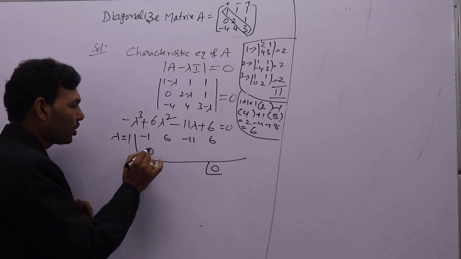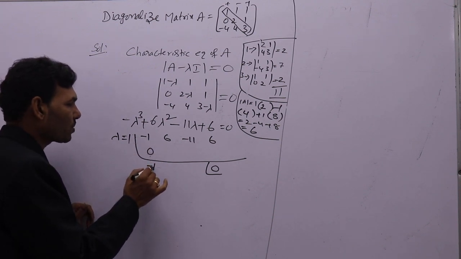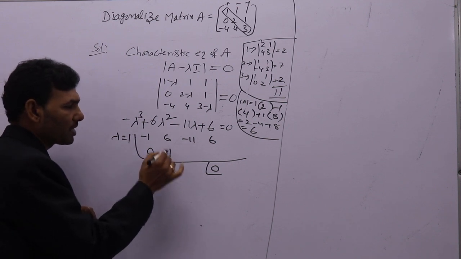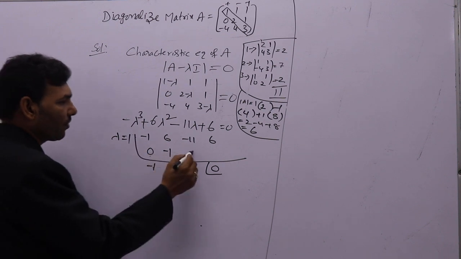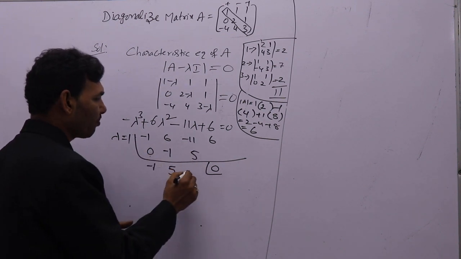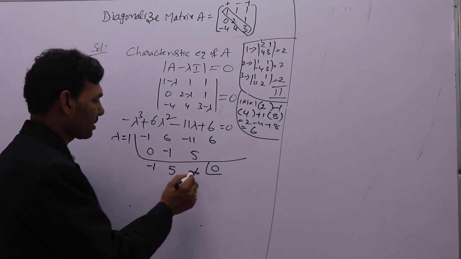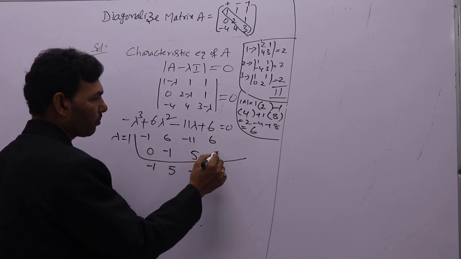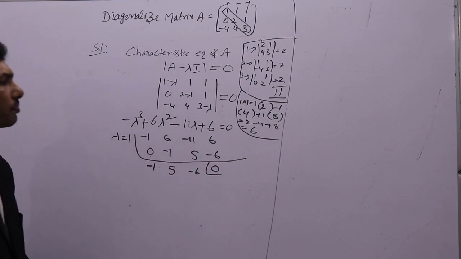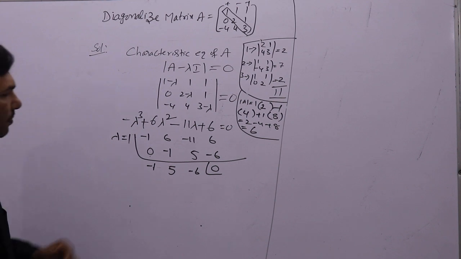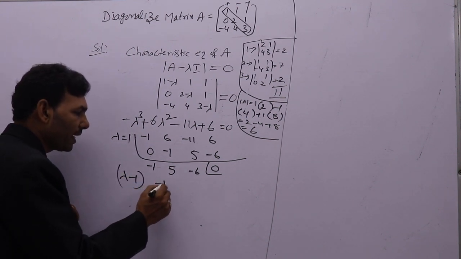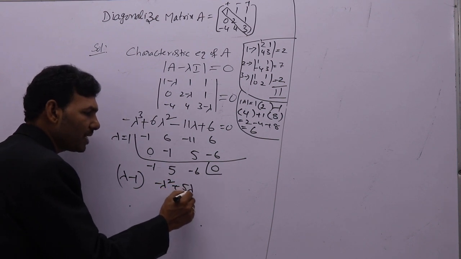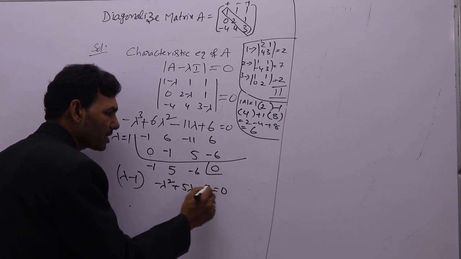Now write here 0, minus 1 plus 0 is minus 1. Minus 1 into 1 is minus 1; 6 minus 1 is 5. 5 ones are 5; minus 11 plus 5 is minus 6. Minus 6 into 1 is minus 6. That becomes 0. Now the factors are lambda minus 1 and minus lambda square plus 5 lambda minus 6.